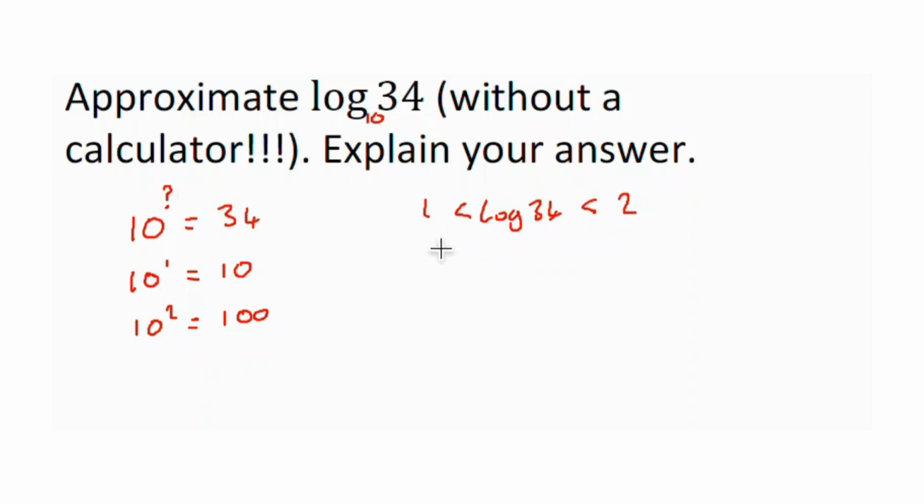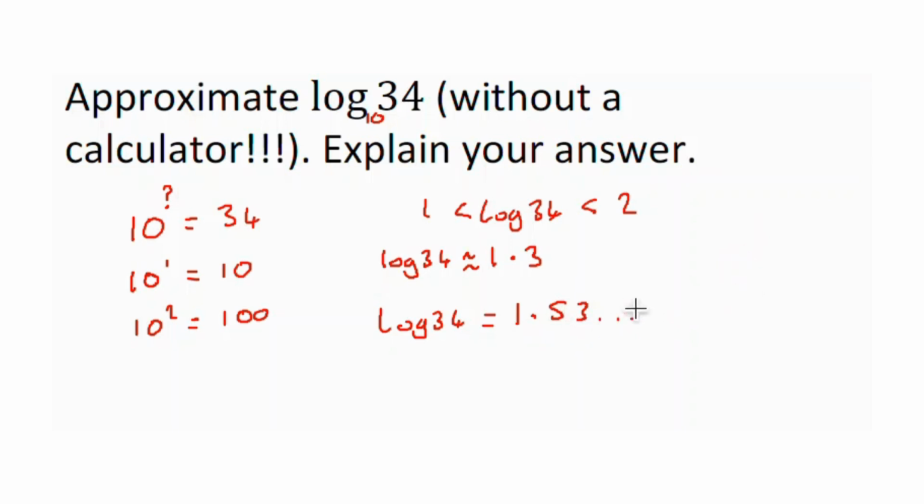Now it might be natural to assume that perhaps it's about 1.3. Log 34 is approximately 1.3 seems like a sensible approximation because 34 is about 0.3 of the way between 10 and 100. But actually the real value of log 34, which you can check if you put it into your calculator, is 1.53, and then those decimals carry on going because this is an irrational number.